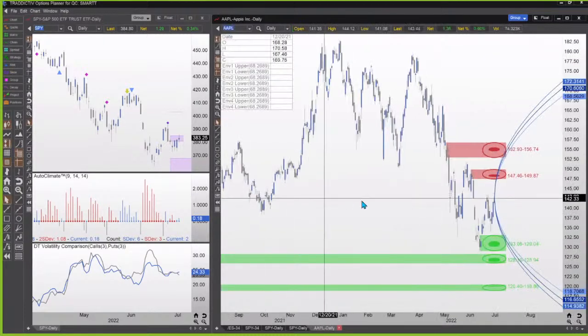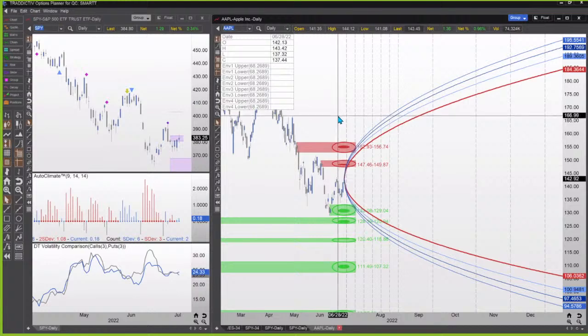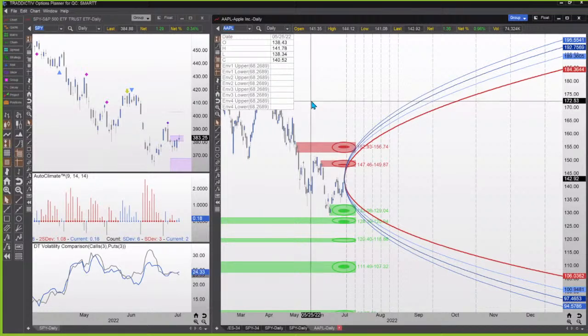So if I change to Apple, notice how the options are cheap. The red line is inside the blue lines. So the implied volatility, which is the red color, the expectation for a future move, is less than what the stock is proving capable of doing. The nature of the beast is more active than what the options prices show. So options are cheap.